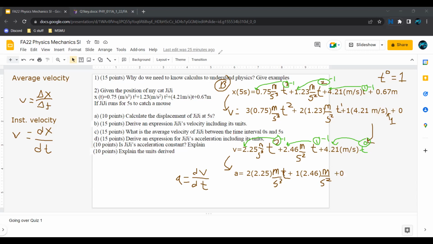So then if we simplify from here, we have acceleration is equal to 4.5 meters over seconds to the third power, that's what that caret is, times t, plus 2.46 meters per second squared.